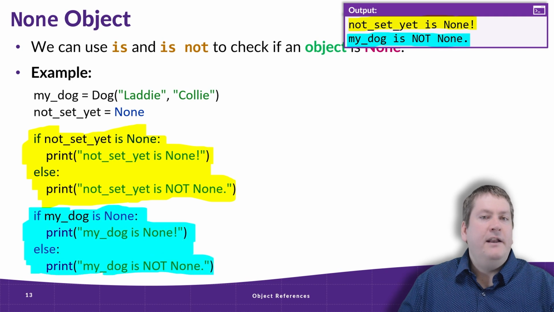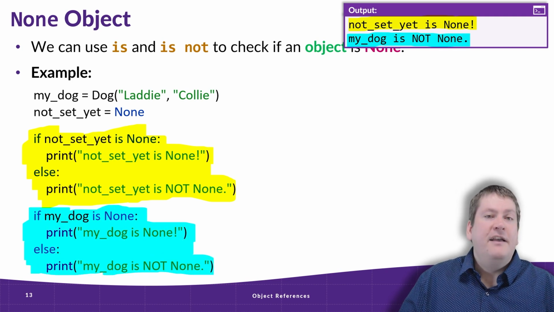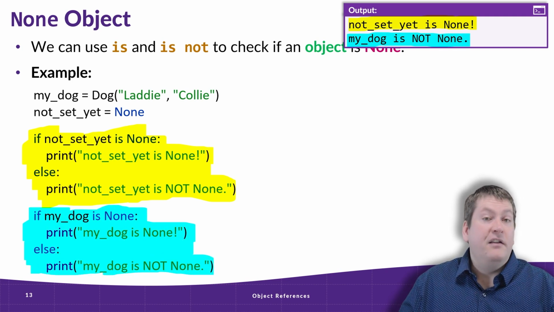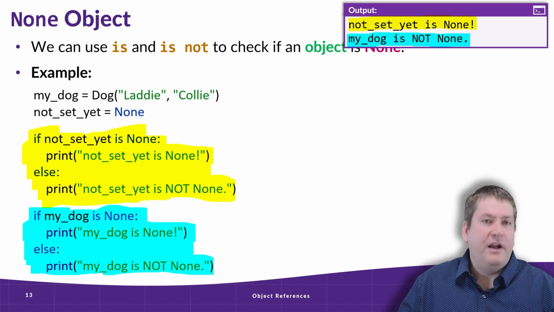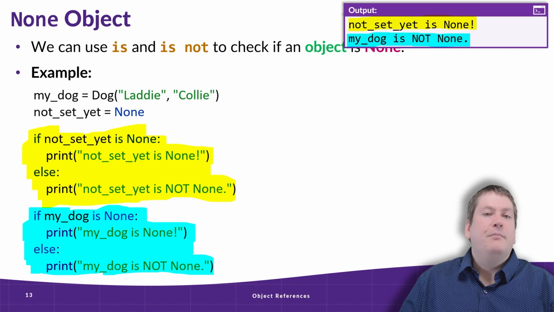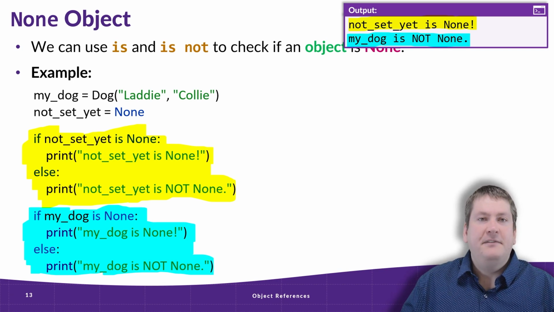Now, the second line is printed by the second if statement. In this case, we're checking if myDog is None. Because myDog actually points to a real object, a Dog object with the name of Laddie, this is going to return false because it's not currently pointing to the None object. So we get the output "myDog is not None," because this returned false, and we ran the false case.